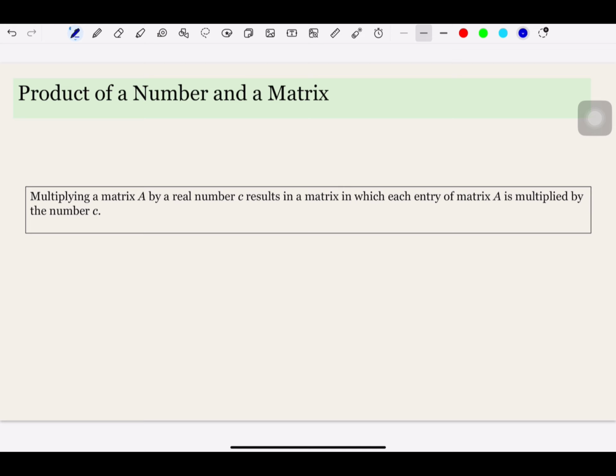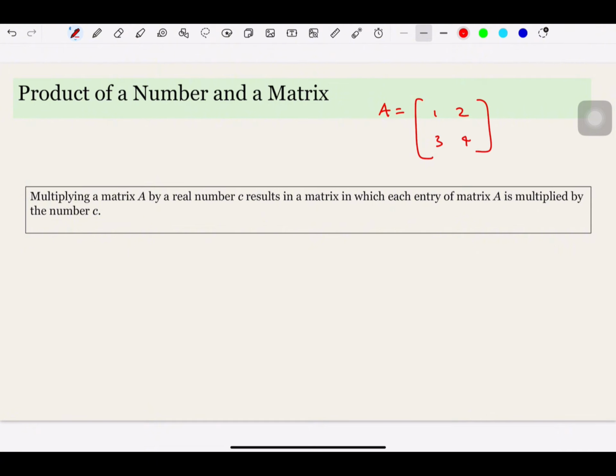Let's look at another simple operation that you can do with matrices: multiplying a matrix by a real number. Also, we call this scalar multiplication. Suppose you have a matrix A, which is just a grid of numbers. So let me take my A as, let's say, 1, 2, 3, 4. So this is a 2 by 2 matrix.